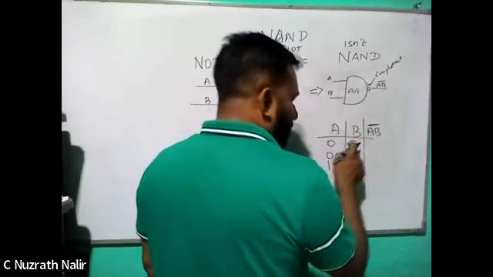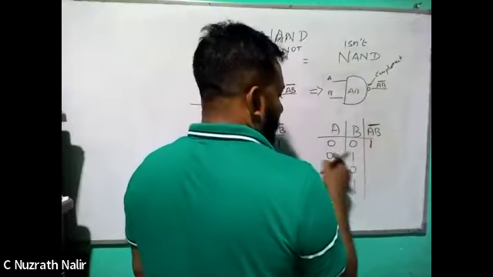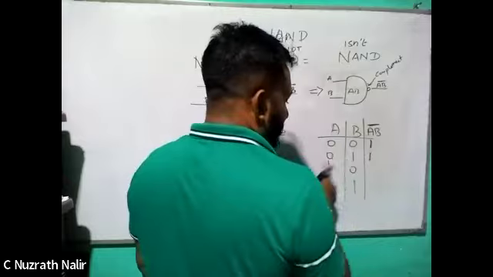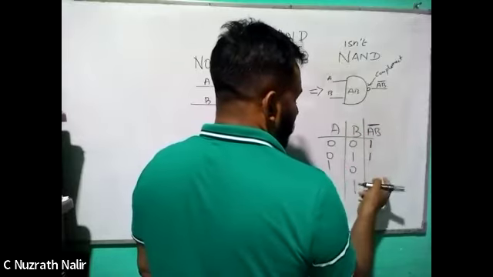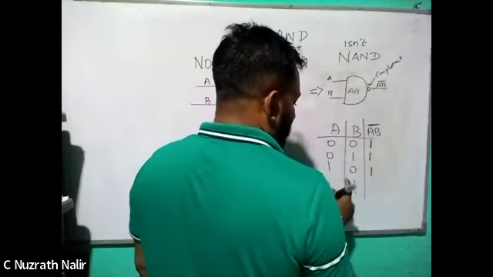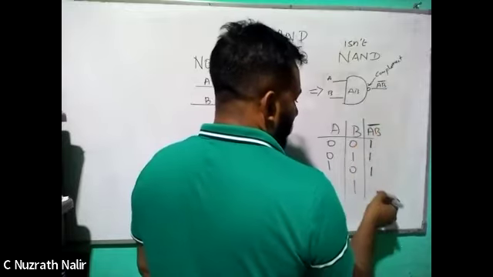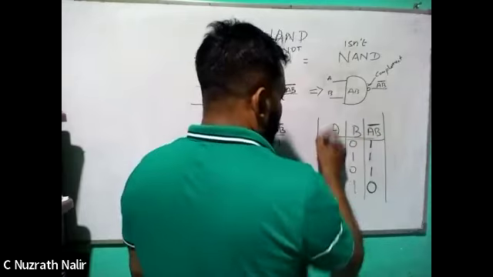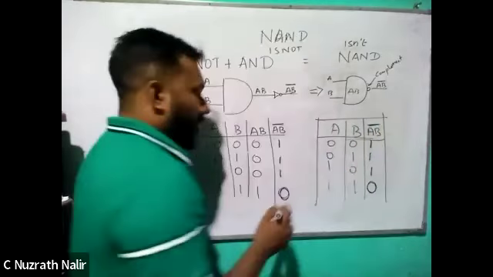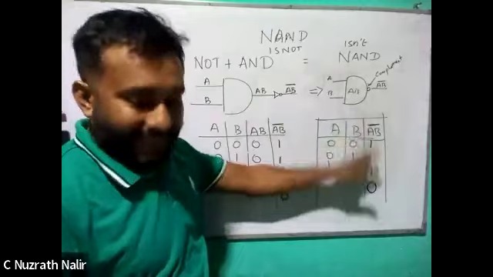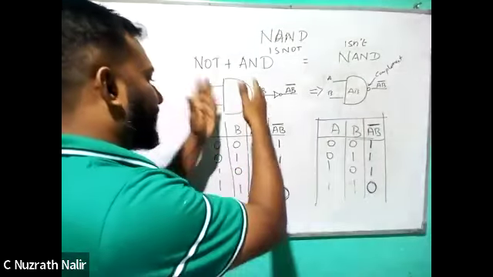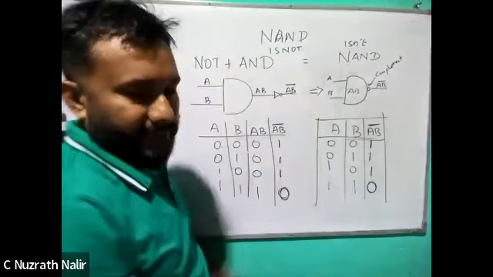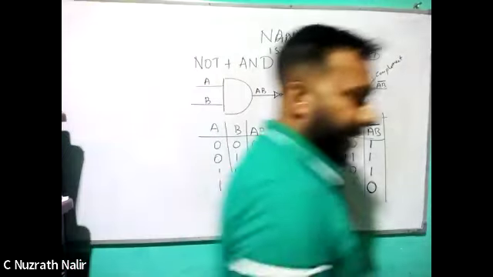AB bar, 0 1 0 1, 0 0 1 1. 0 into 0 is 0, opposite 1. 0 into 1 is 0, opposite 1. 1 into 0 is 0, opposite 1. 1 into 1 is 1, opposite 0. Maybe what you can do in your final exam, if you cannot find the direct answer, just find the AND gate and find the opposite. Is this clear, my dear students?